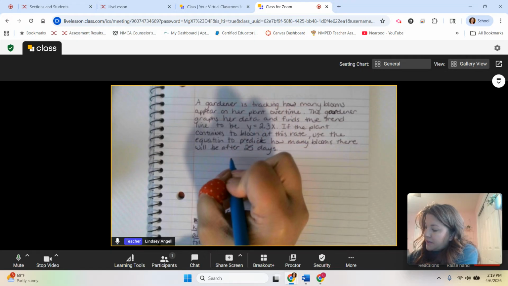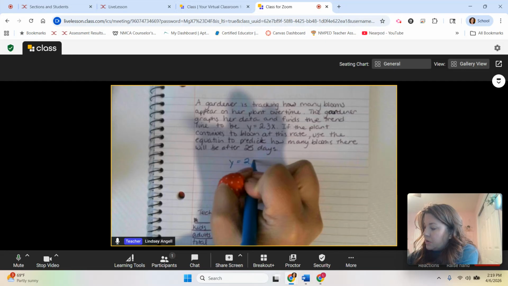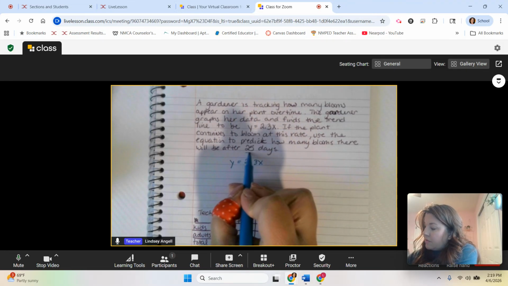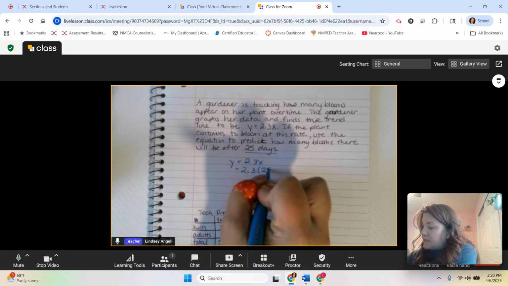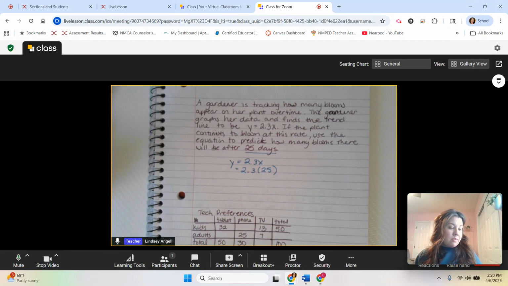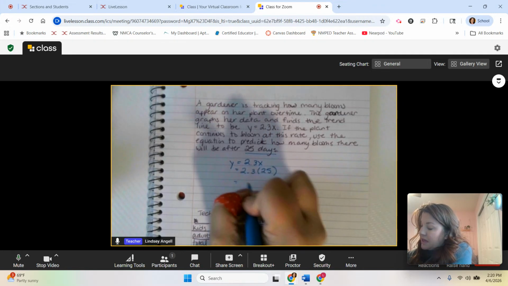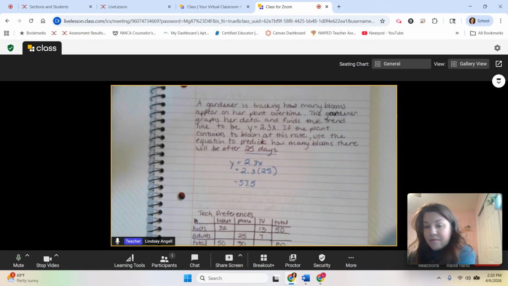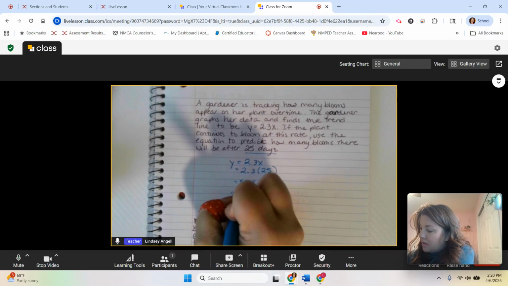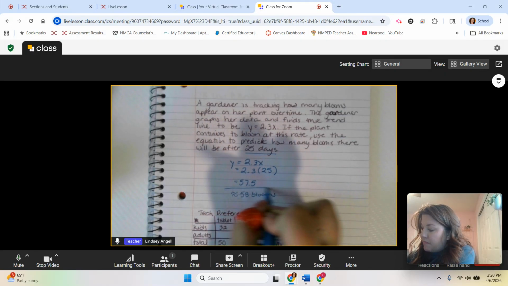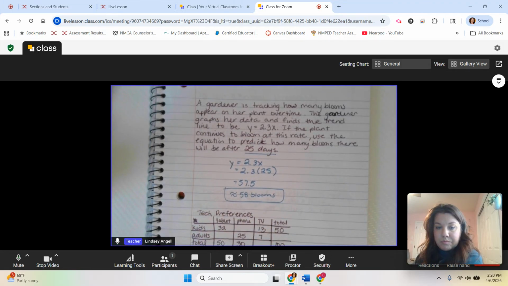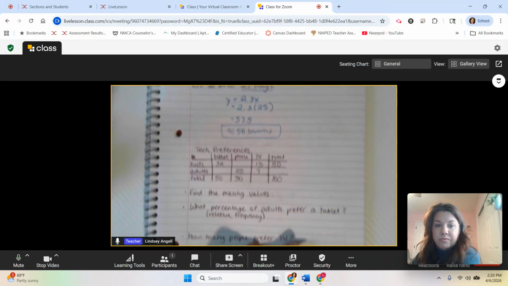But what we can do is we can say, okay, we've got y equals 2.3x, and then 25 days. Well, x is the number of days, so we've got 2.3 times 25. If I do that on my calculator, 2.3 times 25 gives me 57.5. But you can't have half of a bloom, right? So you would say about 58 blooms, right? Okay, so that's how you would use the equation.